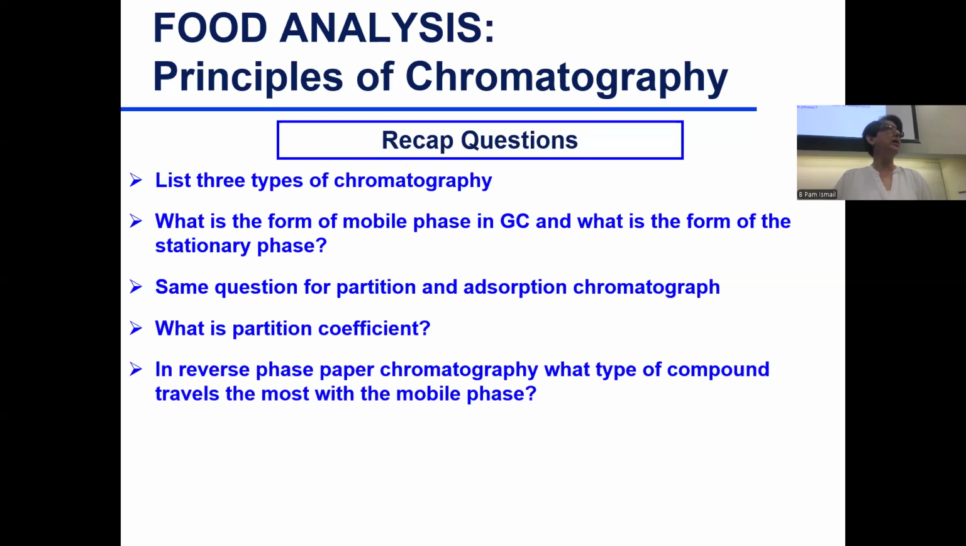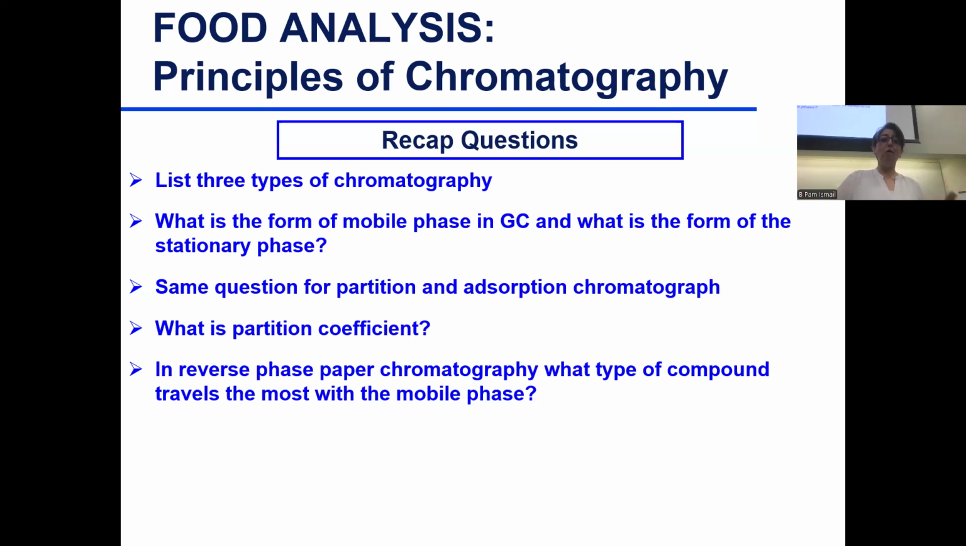Let's get going, continue with our chromatography recap questions. List 3 types of chromatography. Give me one type. Gas chromatography. Thank you, Sophie. Kristen? Liquid chromatography. Supercritical. These are 3 types of chromatography. Tyler, Sophie, and Kristen. Thank you.